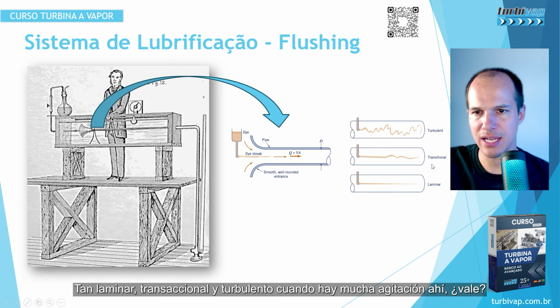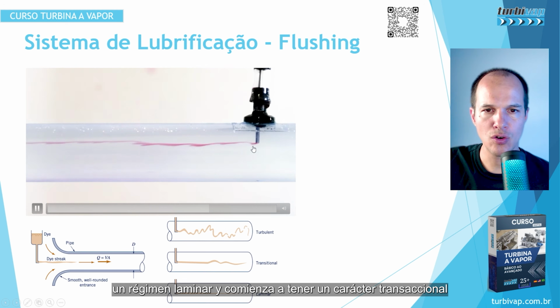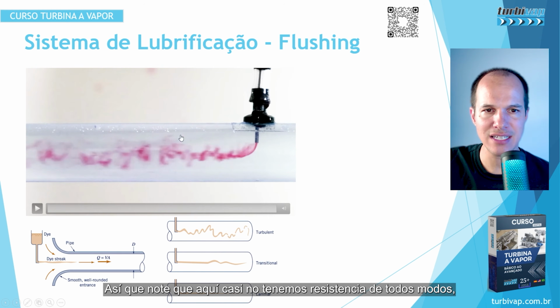So there it is again. He did this experiment, basically from here until here. The dye was introduced into the middle of the flow. And then he observed and classified the regimes: laminar, transitional, and turbulent, when there is a lot of agitation, okay?